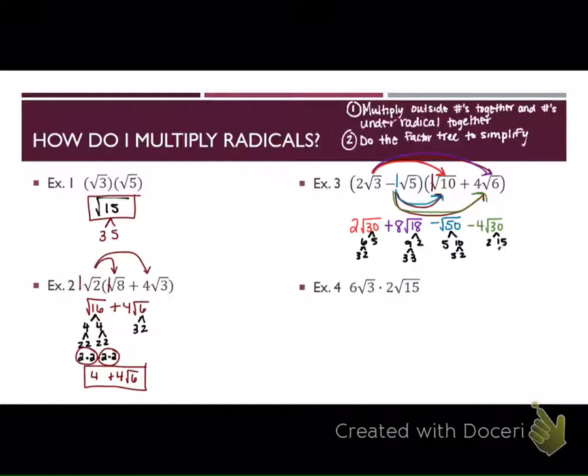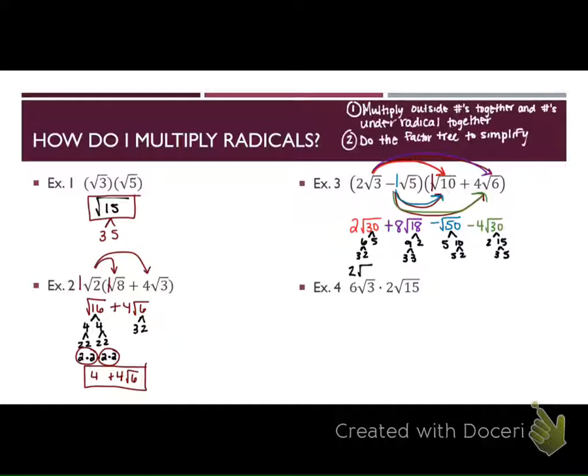Could you combine the 2 square root 30? Yeah, I'm just seeing if they can simplify first before I combine them. But they won't. So those two don't simplify, so I have 2 root 30.